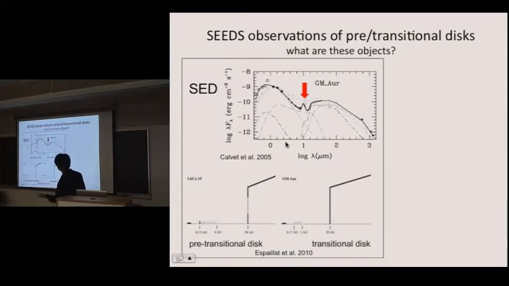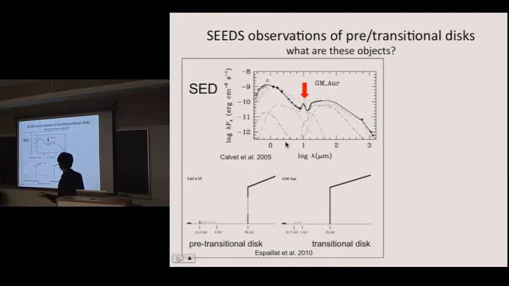Compared with such a disk, the transitional and pre-transitional disks have a near-infrared deficit and a dip around 10 microns. This has been interpreted as the depletion of the inner disk. And then the SED comes back again at 30, 40, or 50 microns.